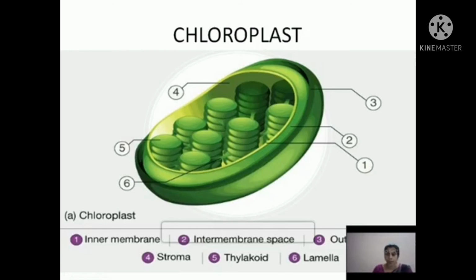You know which part of the plant is known as the kitchen of the plant? Yes, leaf. Same here, in the case of the plant cell, chloroplast is the kitchen of the cell, because it is synthesizing food. And here it is mentioned stroma and grana.